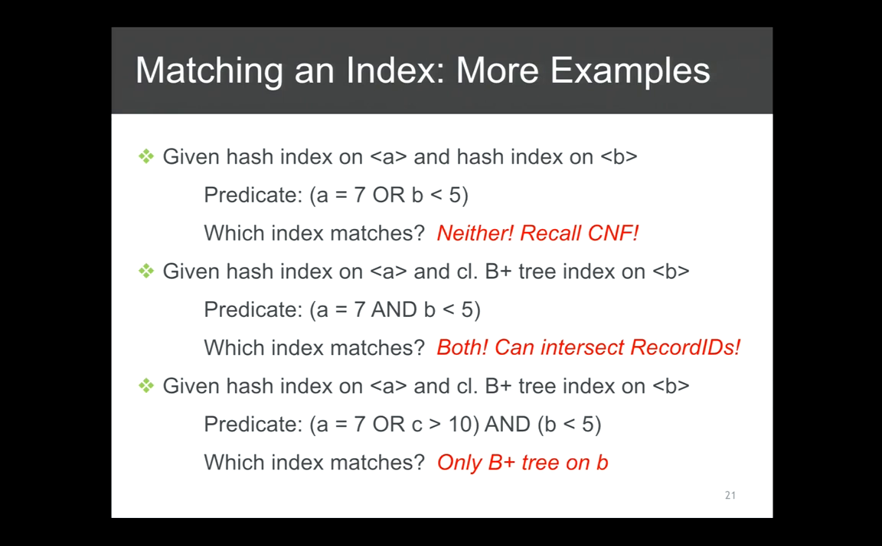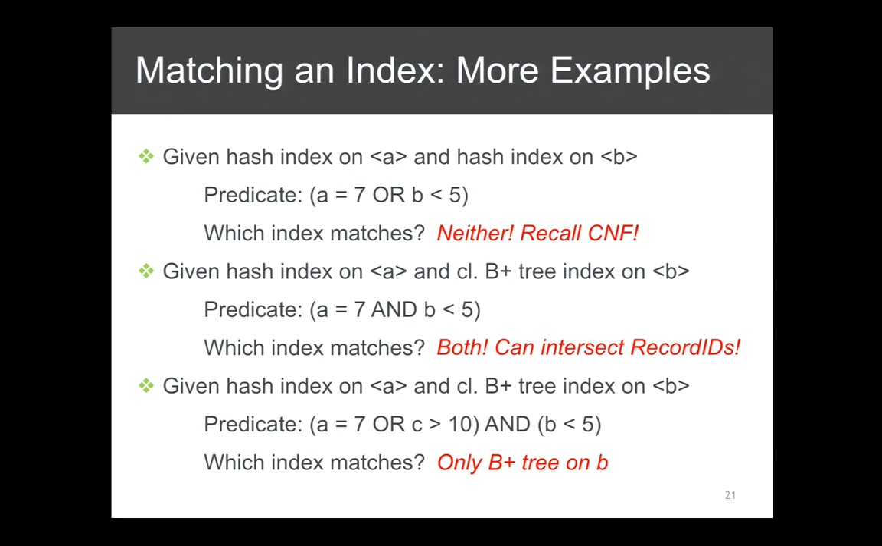Okay? Is that clear? Yes, question? Question in the second one. If you didn't have the hash index on A, you could still use the B plus tree index on B. This one? Yes, that is correct. Even if there is no hash index on A, you just have the cluster B plus tree index on B, it still matches this predicate and you can still use it. Because it matches this conjunct over here, and so that's a primary conjunct, so it matches the whole predicate.